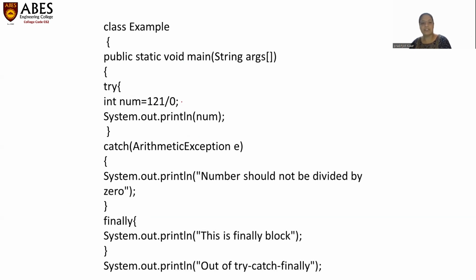See, the example is there. In this line, an exception can occur. When the exception occurs in this line, then the catch block will get executed, and after that, the finally block will get executed. So the output of this program is number should not be divided by 0, and after that, the finally block statement will be executed. That is, this is finally block and out of try catch finally. These are the three outputs that can come from this program.